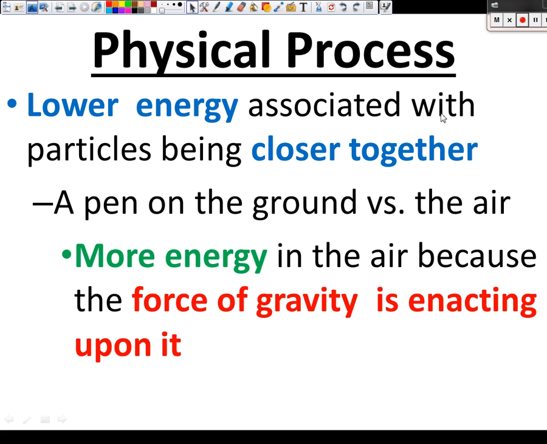So this example I'm not really a big fan of, but I left it in here anyways. It says a pin on the ground versus the air. So what is pulling this pin back to the earth? Gravity. The farther this pin gets from the center of the earth, the harder gravity has to work to pull it back down. So again, right here versus on the ground, there's not a whole lot of difference. But if you take an airplane and you lift it off the ground and go 30,000 feet in the air, gravity's going to work really hard to get that thing back to the ground.